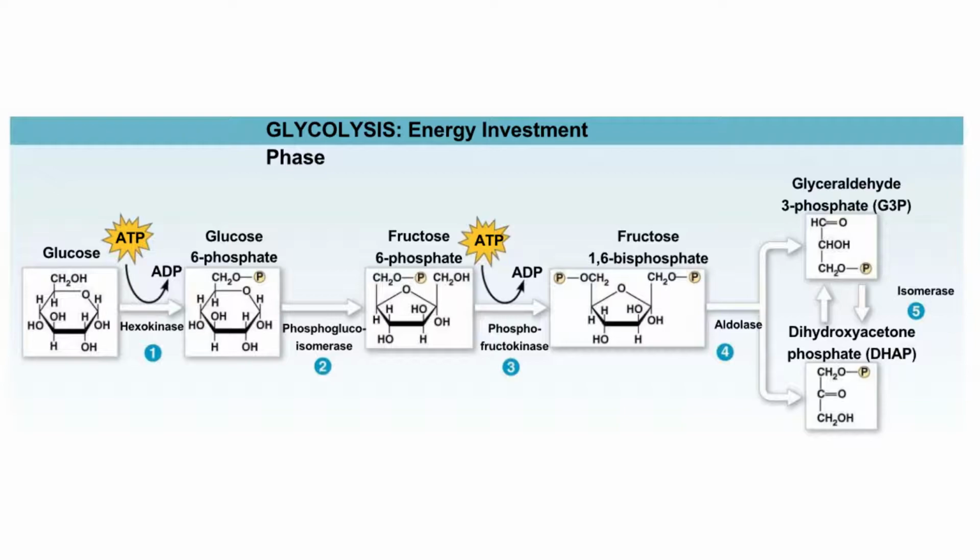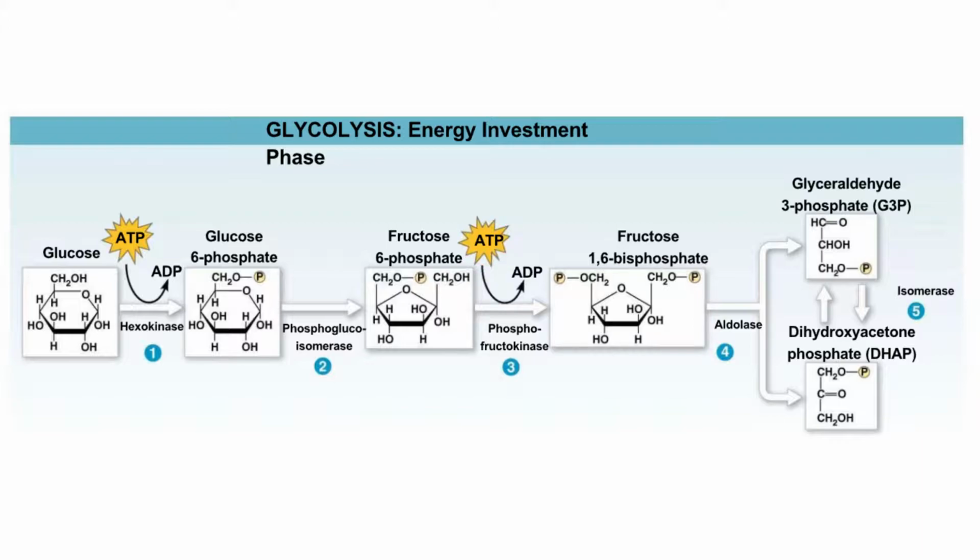This is the energy investment phase here, and that's really what you need to know, is that you're investing energy, you're spending your ATP. So first you spend 1 ATP here to add a phosphate group to your glucose, which then results in glucose 6-phosphate. And then you use your phosphoglucoisomerase to convert that into a fructose with a phosphate group. And then you spend another ATP to add a different phosphate group to that using the enzyme phosphofructokinase.